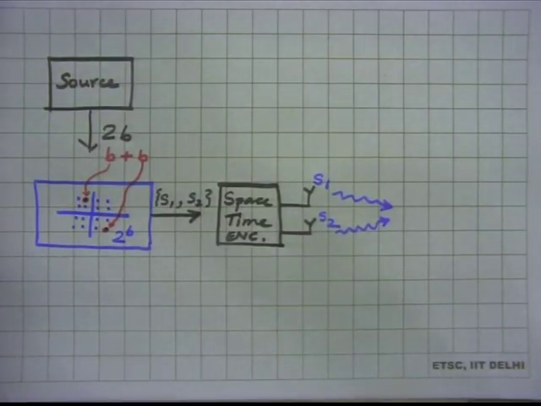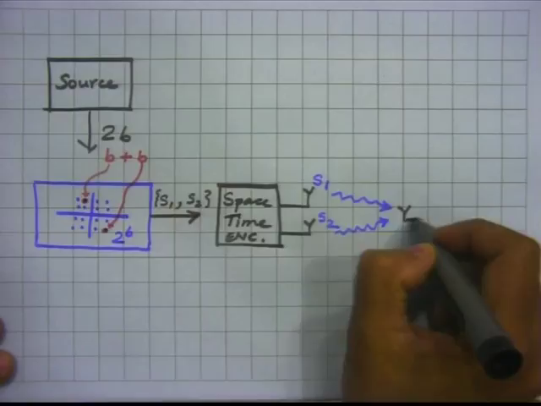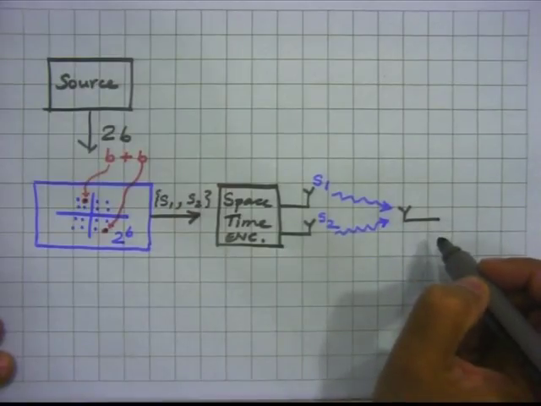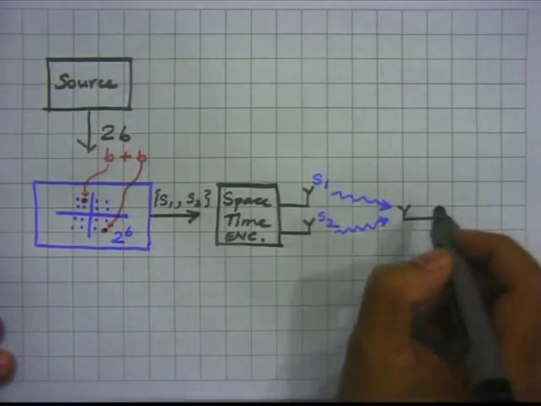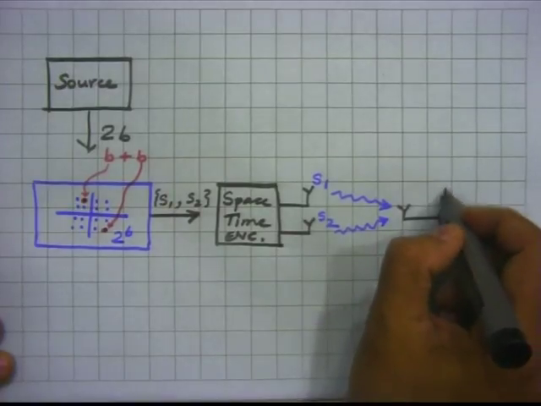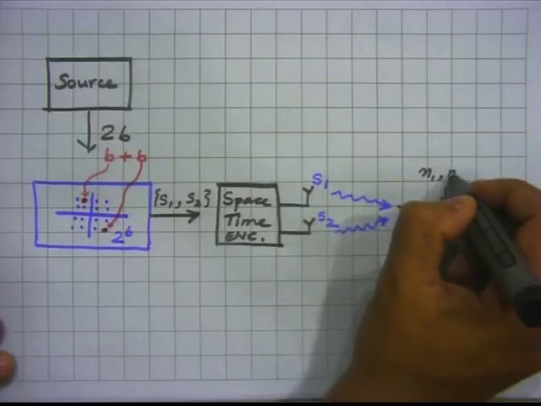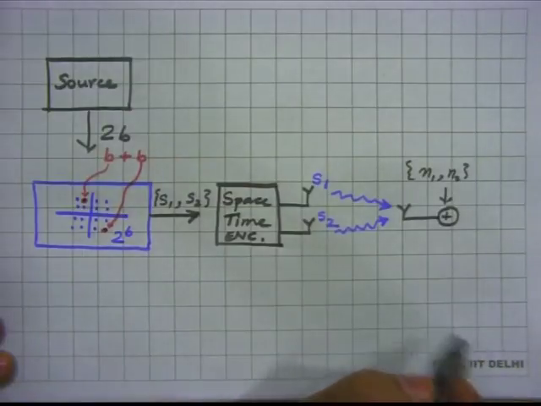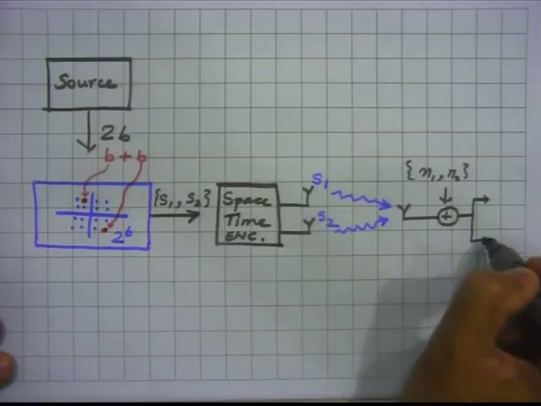But we observed that the receiver may not have the luxury of multiple antennas. So, we have only a single antenna at the receiver, and the receiver receives S1 and S2 simultaneously, plus there will be some noise also coming. So, we will have N1 and N2 for the 2 signals S1 and S2, and this will then be fed to your channel estimator.